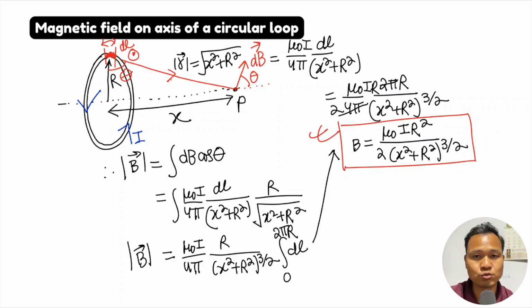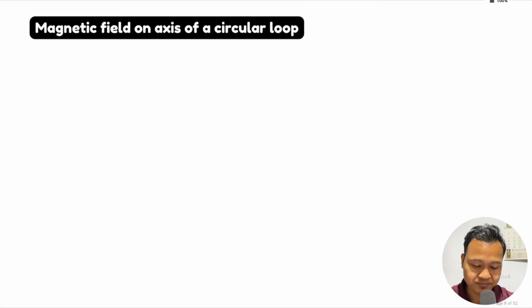So the magnetic field due to a current carrying circular loop at a point along its axis is mu naught I r square divided by 2 into x square plus r square power 3 by 2. Here x is a variable. It is simply the distance of the given point from the center of the loop. I hope you understand this derivation.